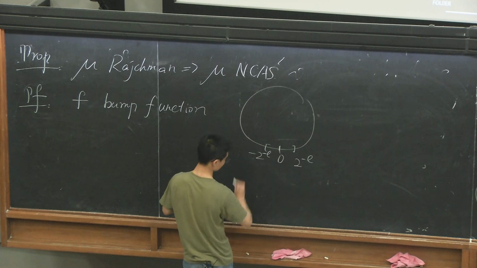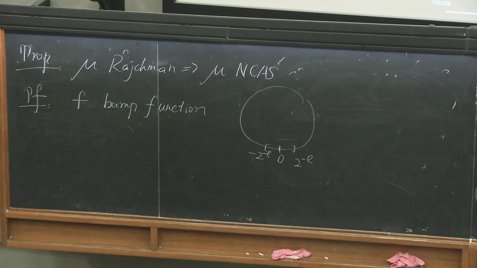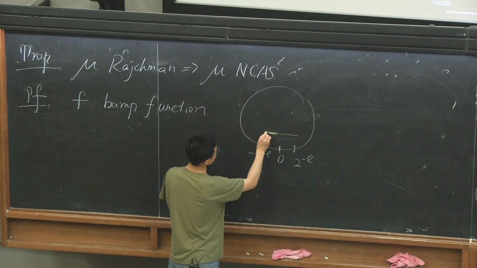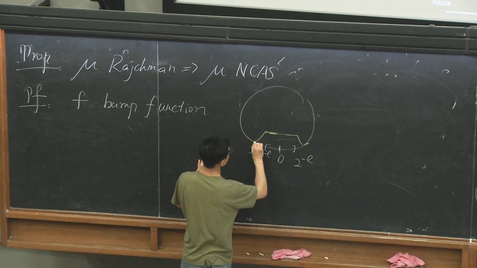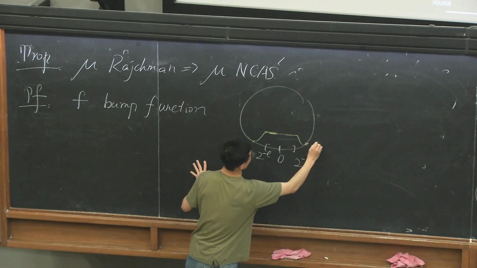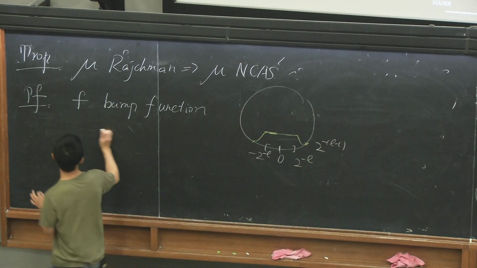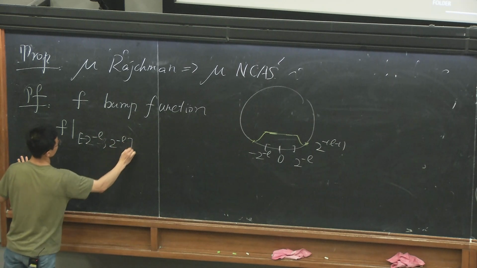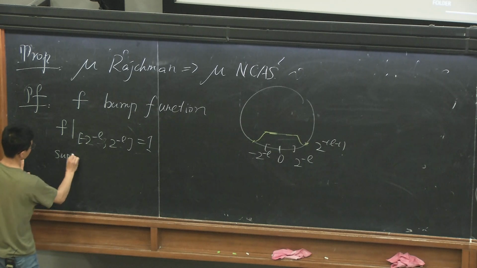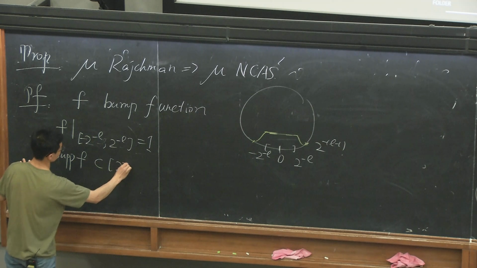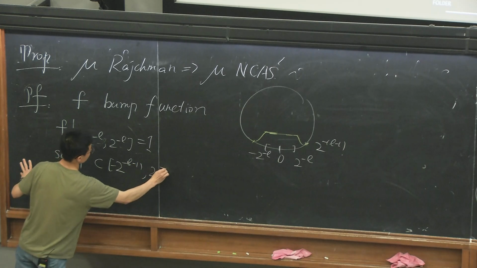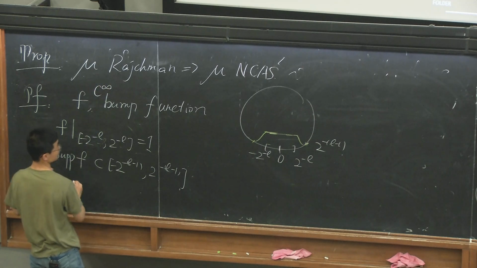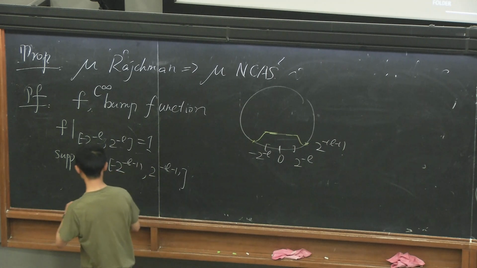And you want this function to be equal to 1 identically in this smaller interval, and then decaying to 0 outside it. It's like 2 power minus L minus 1. So more precisely, what we want is that F restricted to the interval from minus 2 power minus L to 2 power minus L is 1, and the support of F is not too large. And F is some smooth function, say infinitely differentiable. First, we take a function like this.